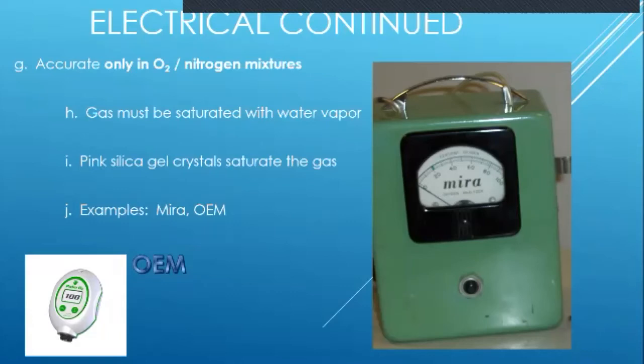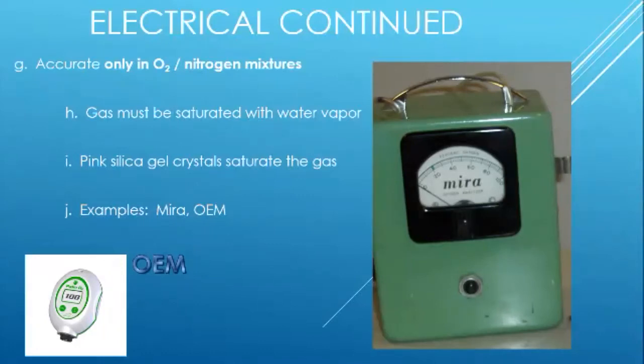Now, what's special about this one? The gas must be saturated with water vapor, right? Must be saturated with water. So how do we make the gas wet? We make the gas wet with pink silica gel crystals. So, like I said, you think of the air as dry, blue, dry air, right? Pink, you can think of the inside of somebody's lips, right? If you were kissing somebody, their lips are moist, wet, pink, right? So pink silica gel crystals will moisten the gas, right?